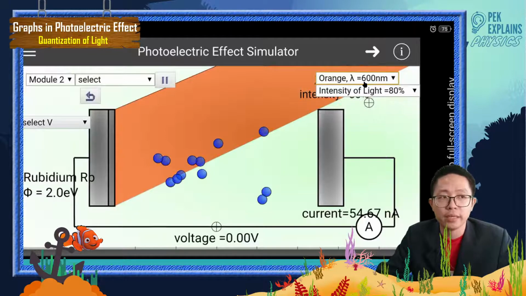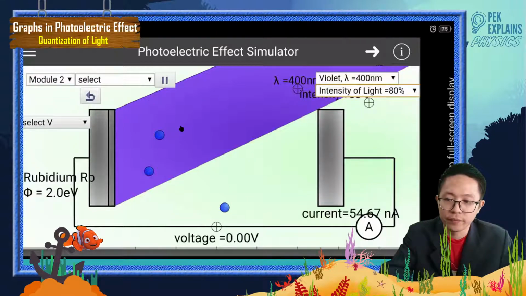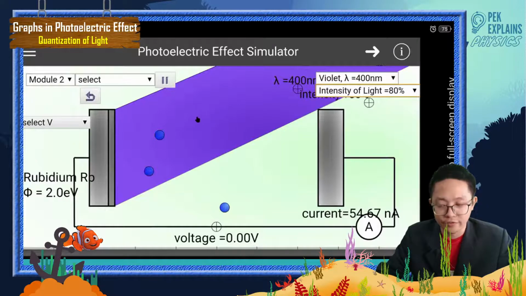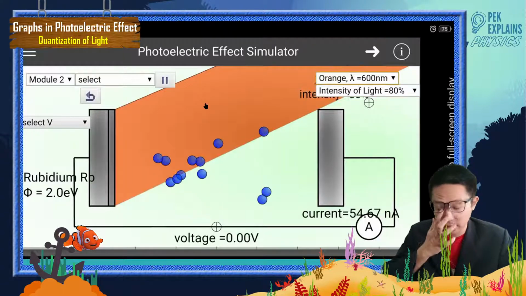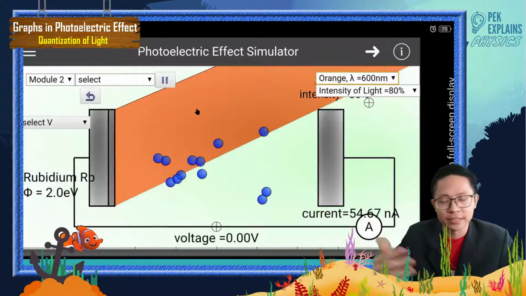Long wavelength means low frequency. Which light is more energetic? This one, high frequency. High frequency means this photon has higher energy. This one has low frequency. Low frequency, like orange light, is just like red light. Low frequency means low energy.